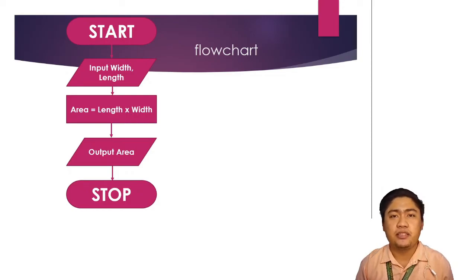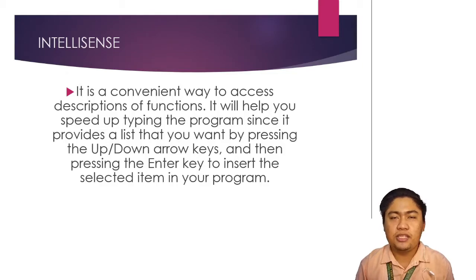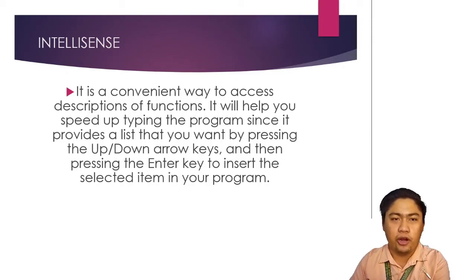Going back to our Small Basic, as you type your code or statement, you will notice that a pop-up menu will appear on your editor. This is called Intellisense. It is a convenient way to access descriptions of functions. It will help you speed up typing the program, since it provides a list where you can select what you want by pressing the up or down arrow keys and then pressing the enter key to insert the selected item in your program.